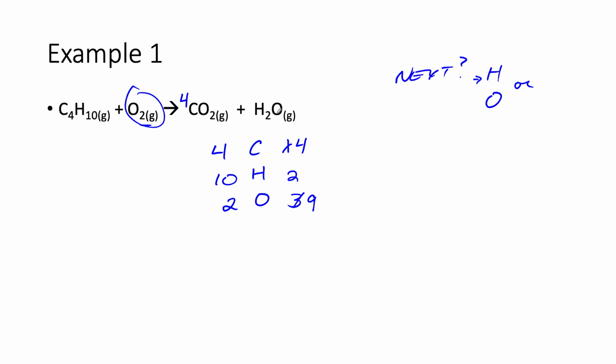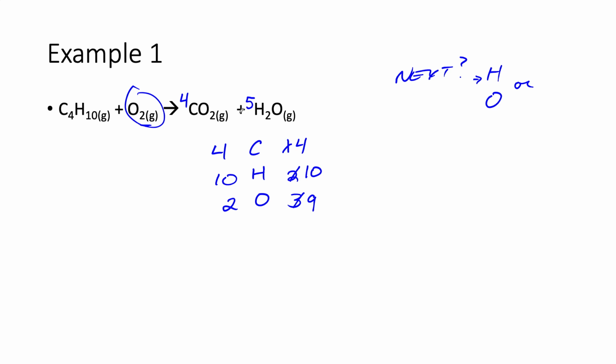Hydrogen shows up here in water. We need a total of 10. So since there's 2 hydrogens in each molecule, I need a total number of 5, or 4 more, in order to balance the hydrogens.